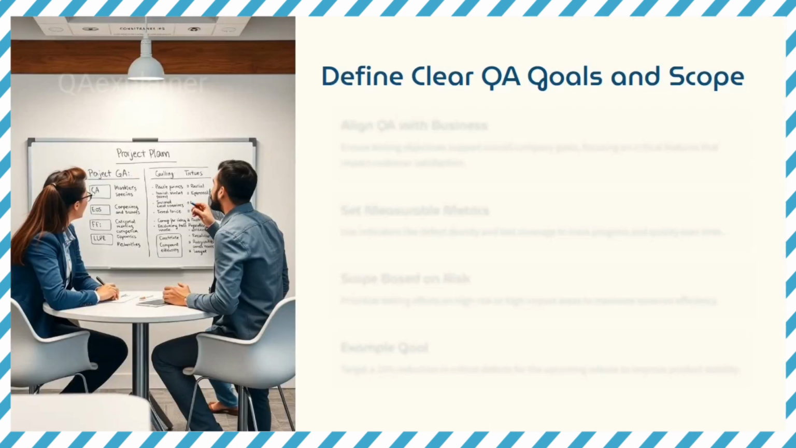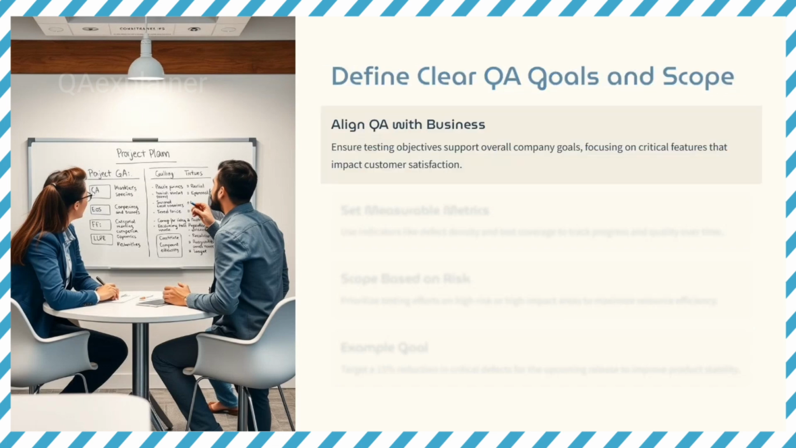Before starting, let me define the clear QA goals and scope. The first thing is to align QA with business, so that the testing objective always supports the company's goals, the company's focus, and the company's critical features. Customer satisfaction is the most important thing in QA. For QA, we have to align with the business because customer satisfaction is a need of the business, and QA mostly considers that particular part.